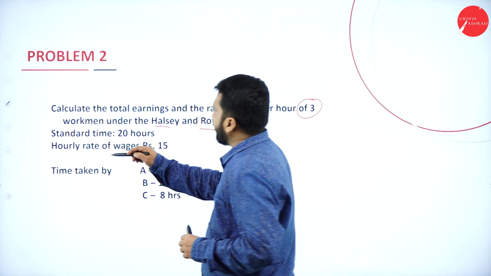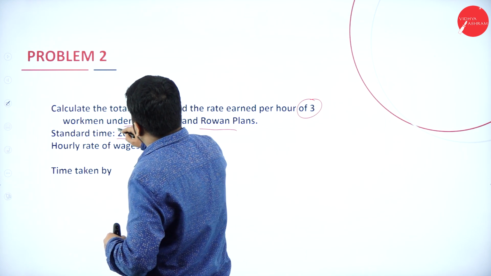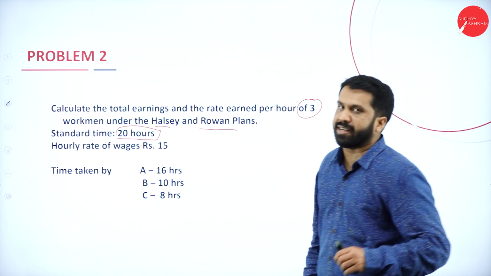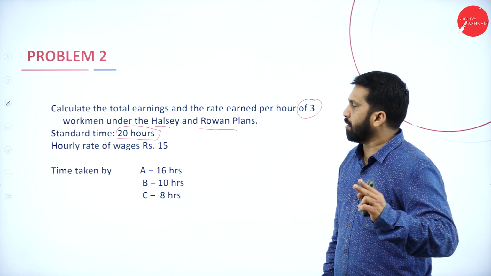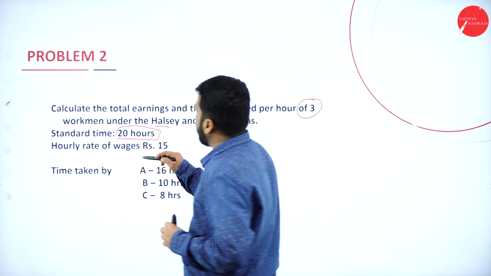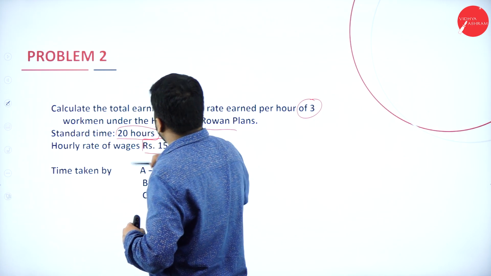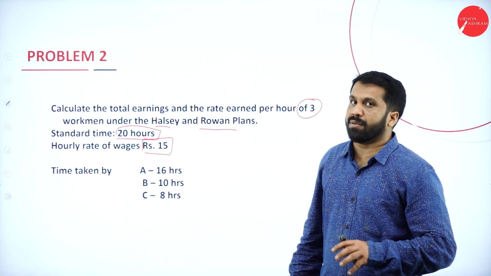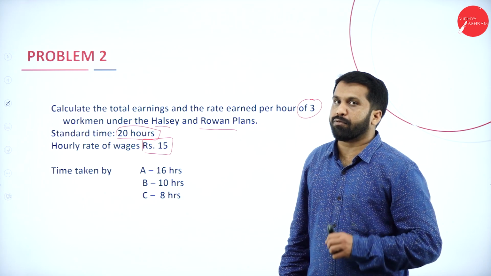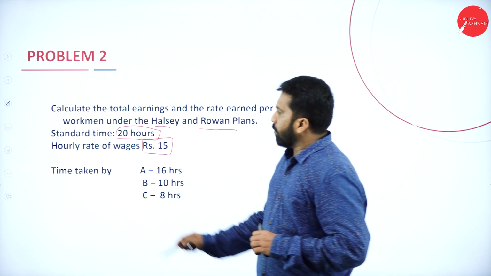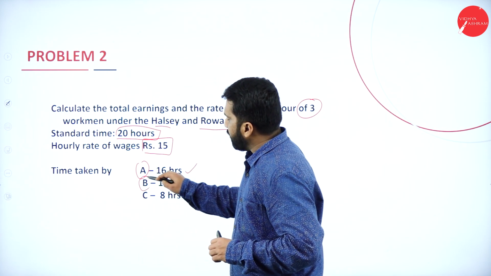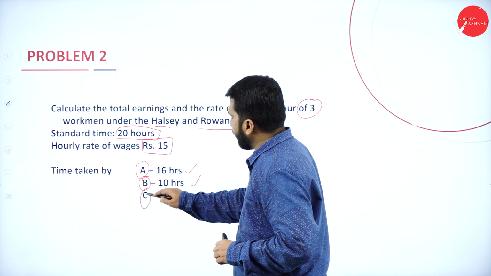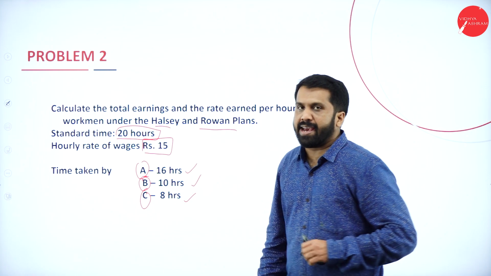Now, standard time will be given what? Standard time is provided as 20 hours. Now, the hourly rate of wages is 15. Per hour, he will be paid how much? 15 rupees. Now, what is the time taken? A has taken 16 hours. B has taken 10 and C has taken 8 hours.